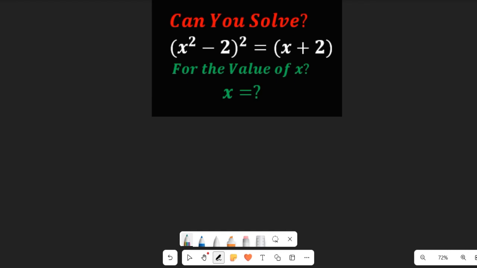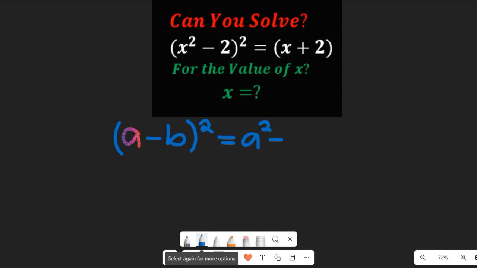First of all, I want you to recall this algebraic expression. If I have (a minus b) all to the power of 2, this is equal to a squared minus 2ab, then that will give me plus b squared. Do you recall this? Now, if you recall this expression, that's exactly what we use in solving this.